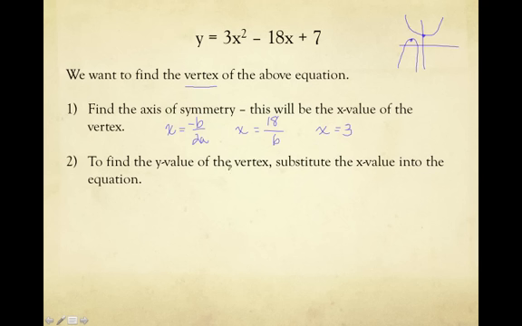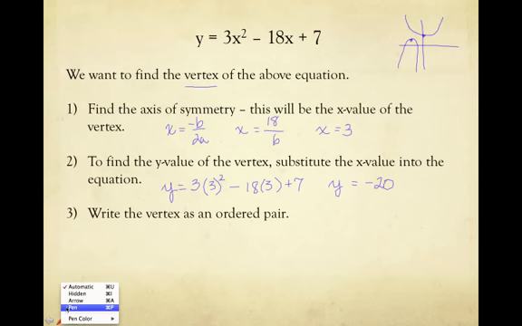Now, to find the vertex, the y value of the vertex, I'm going to plug in that 3 into my equation. So finding my y, I'm going to plug in 3 for all of my x's. And I find that y equals negative 20. Okay? So the vertex I'm going to write as an ordered pair, and that ordered pair will be my x value of 3 and my y value of negative 20. And that will be my vertex.